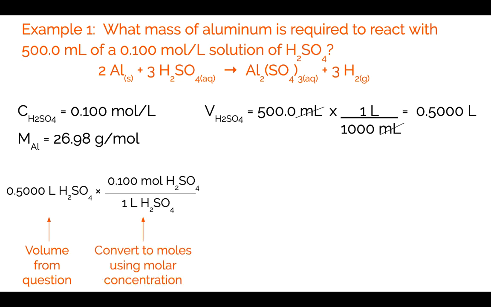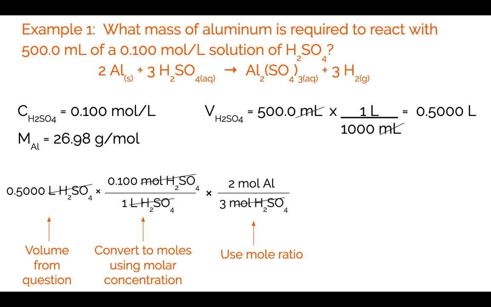Okay, so we can set that up as a factor, right? 1 liter on the bottom because we're trying to cancel out liters, and 0.100 moles on the top. So now we're at moles of H2SO4. So the next step is going to be to convert to moles of aluminum because that's what we're trying to find. So we're going to use the mole ratio, which uses the coefficients from the balanced chemical equation. So we've got 2 moles of aluminum over 3 moles of H2SO4. So moles of H2SO4 cancel.